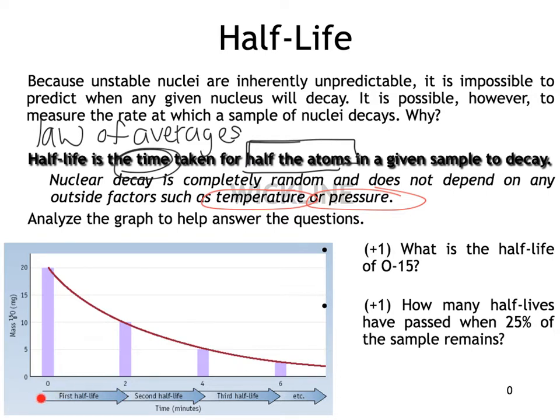So basically, if the first half-life is this much, then the second half-life will be an equal amount of time, and the third half-life would be an equal amount of time, and so on and so forth. They just add on to each other.